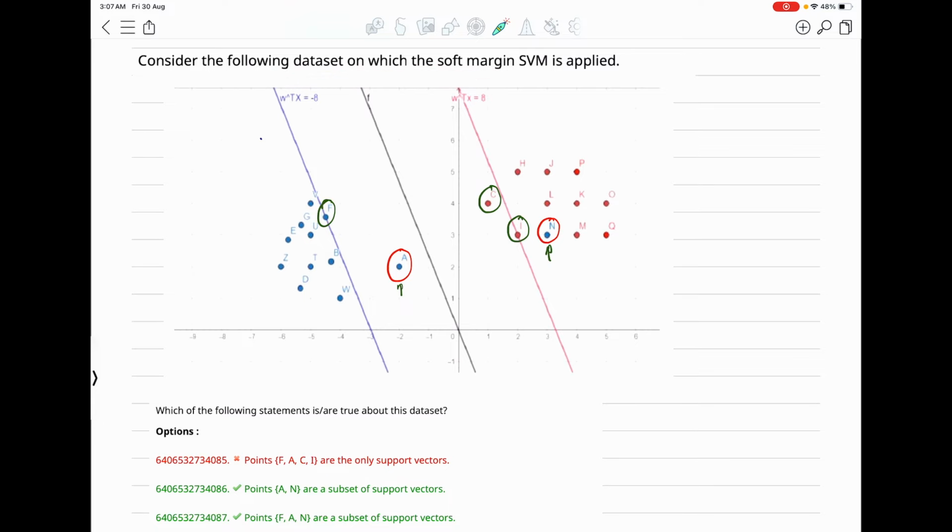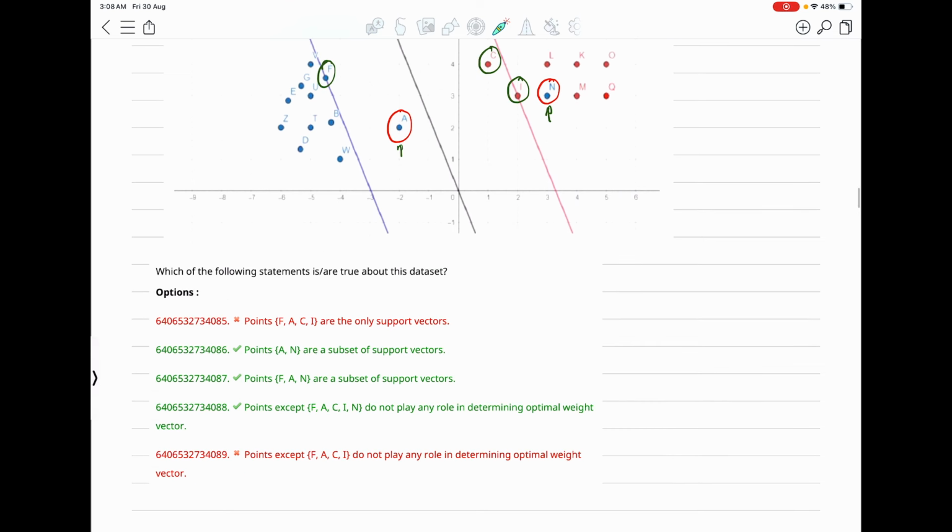Now, next question is, consider the following dataset on which soft margin SVM is applied. So this is a dataset. If you remember, for our support vectors, only those points will contribute that are either on the support vector or are misclassified points. Let's say in this case this is misclassified, this is on the support vector, this is misclassified, this is on the support vector. So all of these which are circled are the points which will contribute to our SVM algorithm. Here it is saying point A and N are a subset of support vectors.